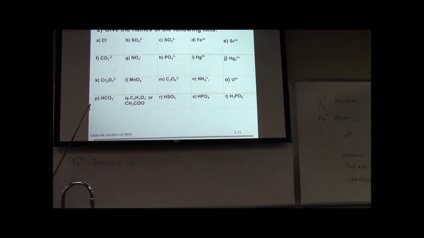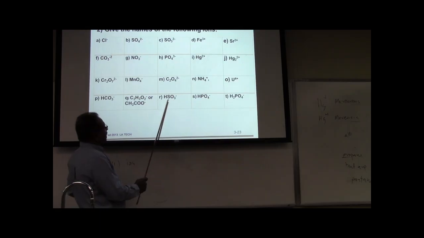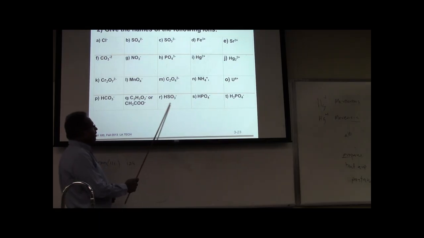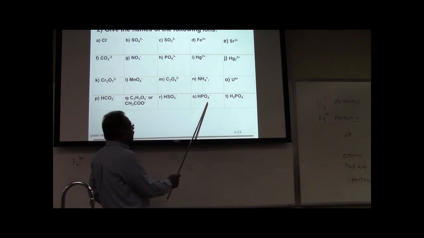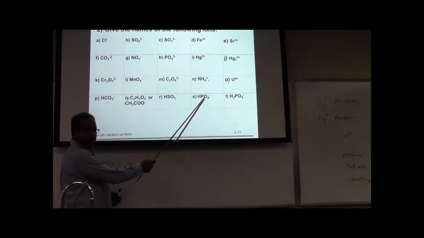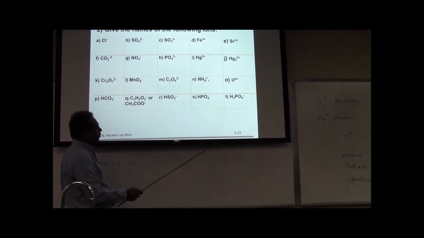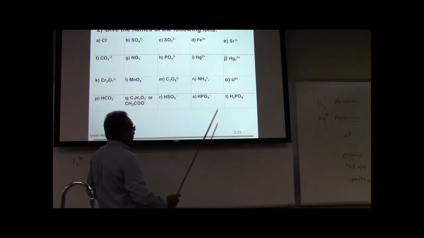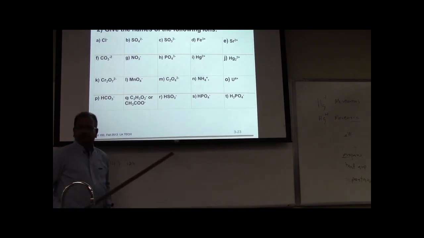Hydrogen carbonate or bicarbonate, acetate ion. Hydrogen sulfide ion, hydrogen sulfide, bisulfide ion. Hydrogen phosphate ion. Oh, yeah, there's a 2 negative here. I'm sorry, okay? There should be a 2 negative here. This is okay.